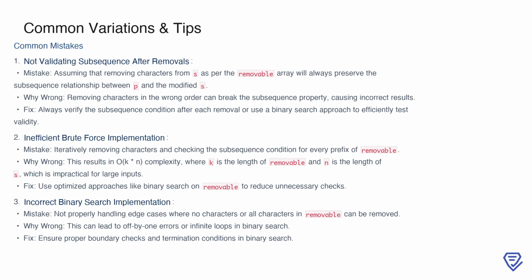To avoid this, you should verify the subsequence condition after each removal. A more efficient way to handle this is by using a binary search approach to systematically test validity without unnecessary checks. Another pitfall is implementing a brute force solution where you iteratively remove characters and check the subsequence condition for every prefix of removable. This approach is highly inefficient, with a time complexity of O(k*n), and becomes impractical for large inputs. Instead, binary search can optimize this process significantly.